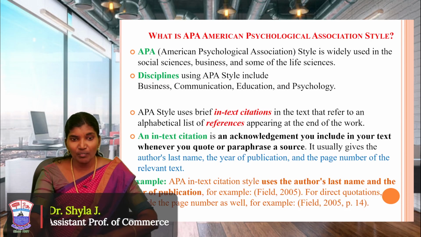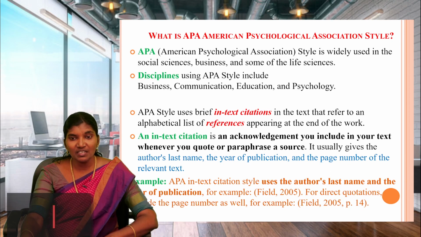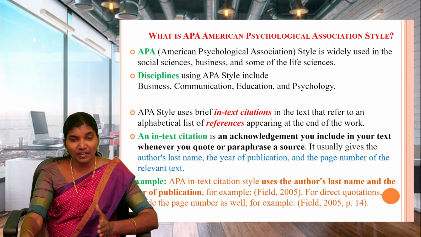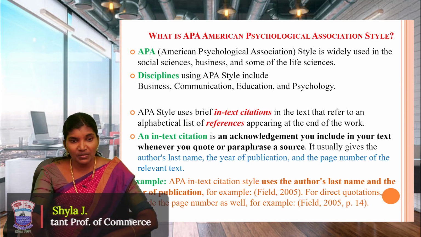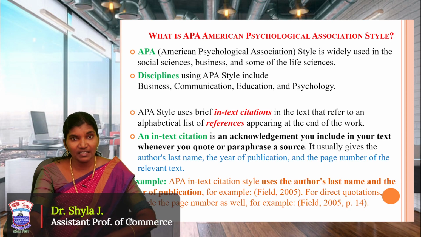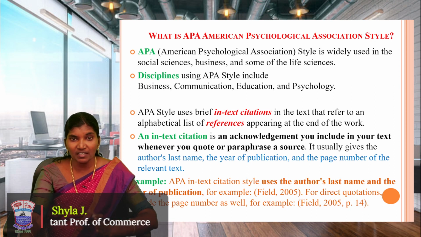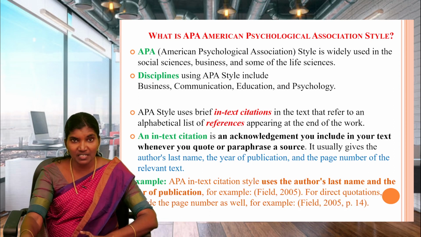It is in the form of in-text citations. Also it is in the form of a references style. So the first one is in-text citation. It is an acknowledgement you include in your text whenever you quote or paraphrase a source. It usually gives the author's last name, the year of publication and the page number of the relevant text. So as per this order you have to write the reference. That is the APA referencing style.